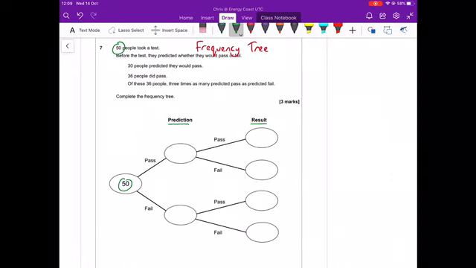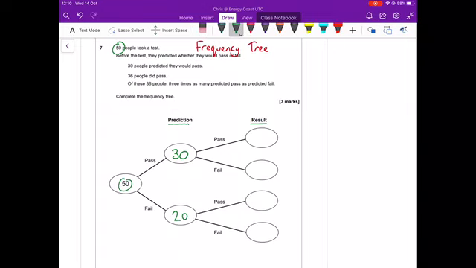And it says 30 people predicted they would pass. So pass, the prediction was they would pass. So that must go there, okay? And this is how frequency trees work. These two lines will always have to add up to 50. Okay, these two boxes will always have to add up to 50. So if I know one's 30, then the other one must be 20. And you've got 1 mark for doing that, which is the really easy bit, okay?